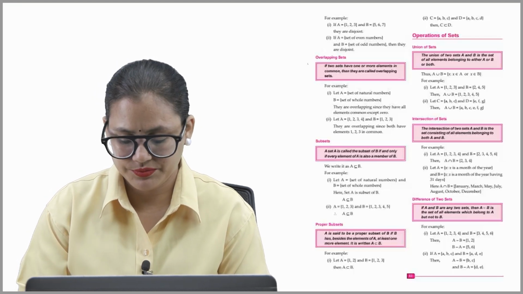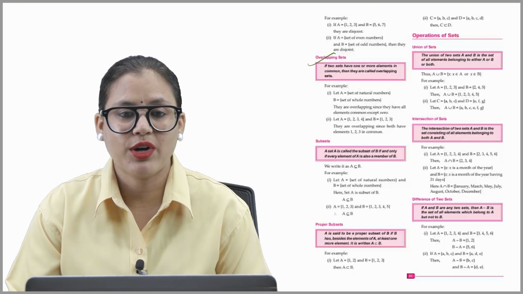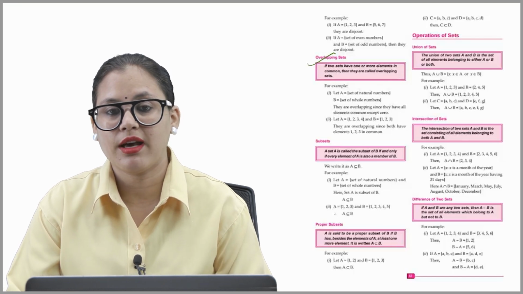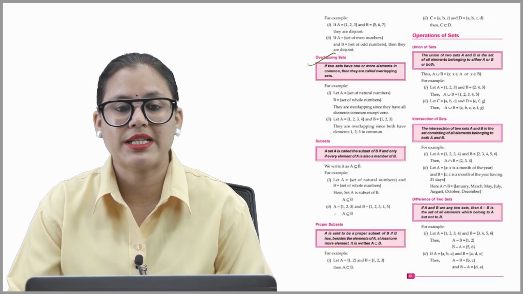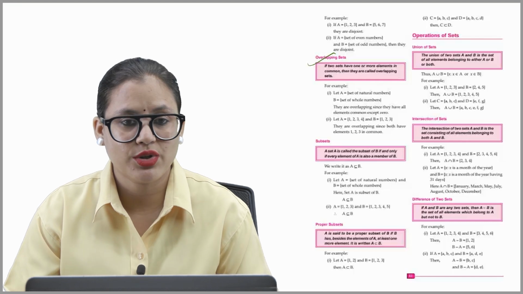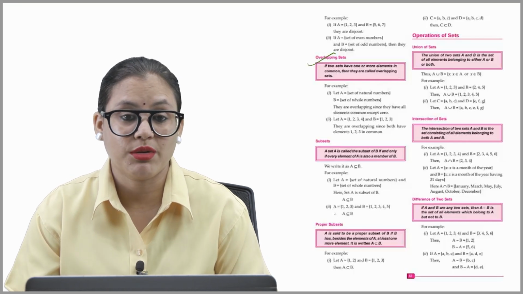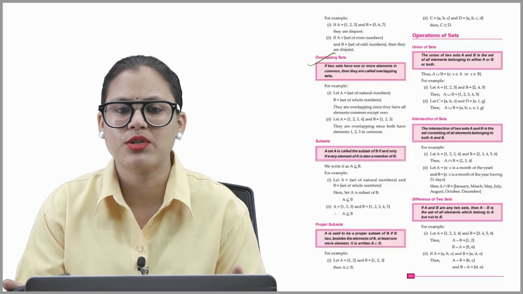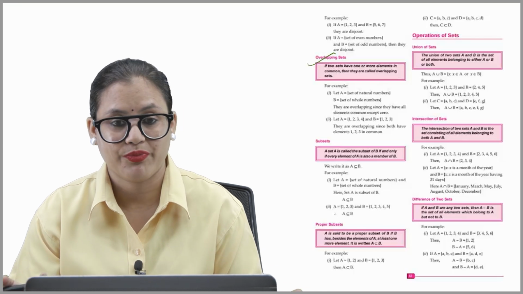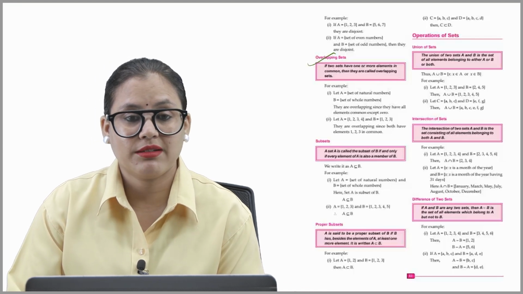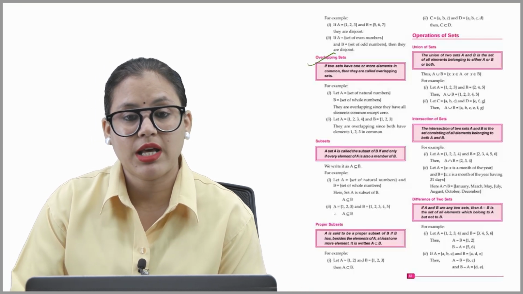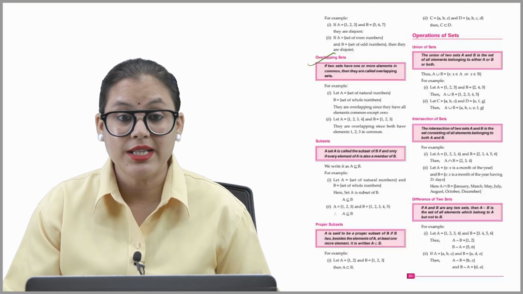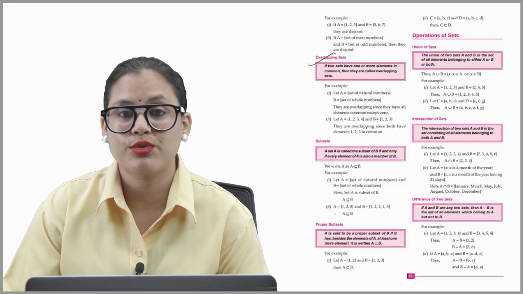Overlapping sets. If two sets have one or more elements in common, then they are called overlapping sets. For example, let A be the set of natural numbers and B the set of whole numbers. They are overlapping since they have all the elements common except 0. Number 2: elements of A are 1, 2, 3, 4 and elements of B are 1, 2, 3. They are overlapping since both have elements 1, 2, 3 in common.